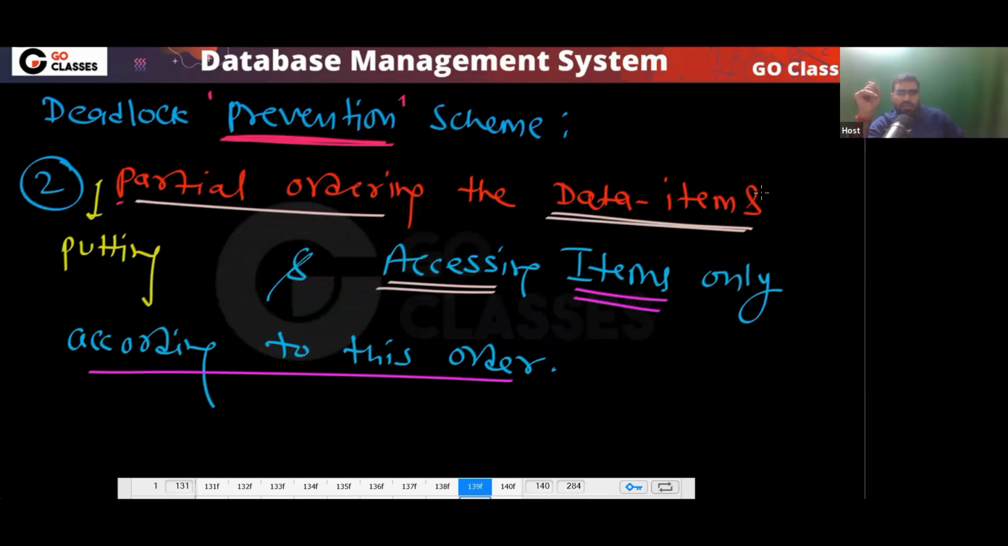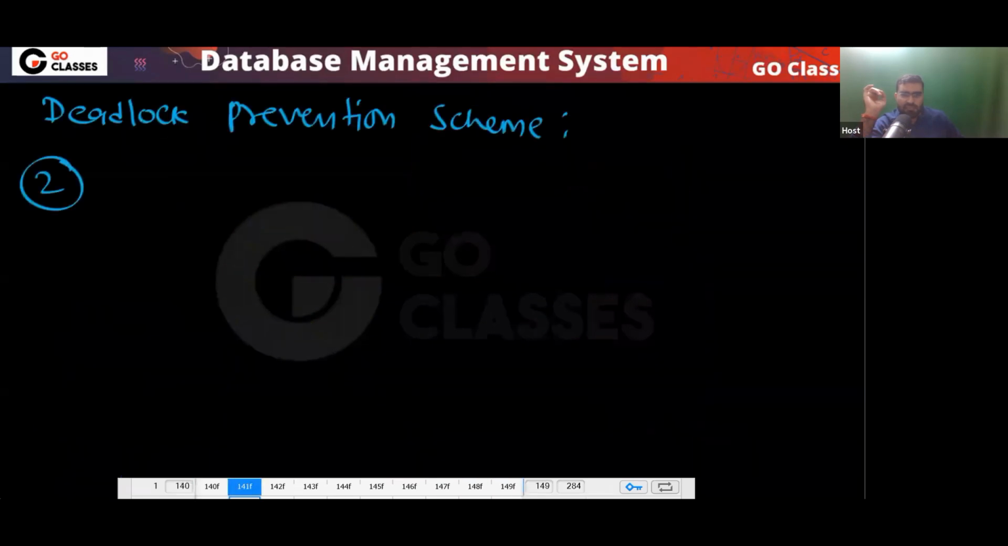Yes or no? There are many data items, you have to put the ordering, and sometimes it is not possible. And the programmer has to know what is the ordering on the data items. So basically, there are many things here. Now, these are the prevention schemes we have seen. What is the third one? This is interesting, and most of the GATE questions will come from this third one.